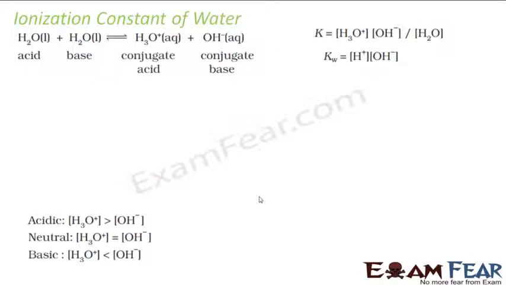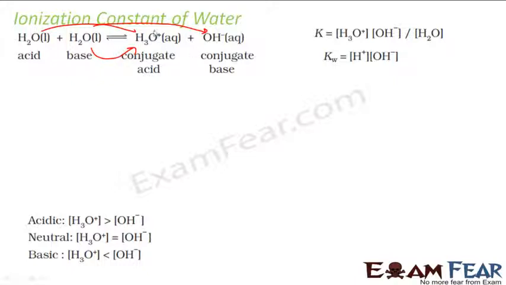Let's talk about the ionization constant of water. As I told, water is both acid and base. So if you react water with water, you see that it is in equilibrium and it forms H3O plus and OH minus. Very common reaction we have, right? This guy acts as acid and becomes the conjugate base. This guy acts as a base, and this becomes H3O plus because it takes an H plus ion.